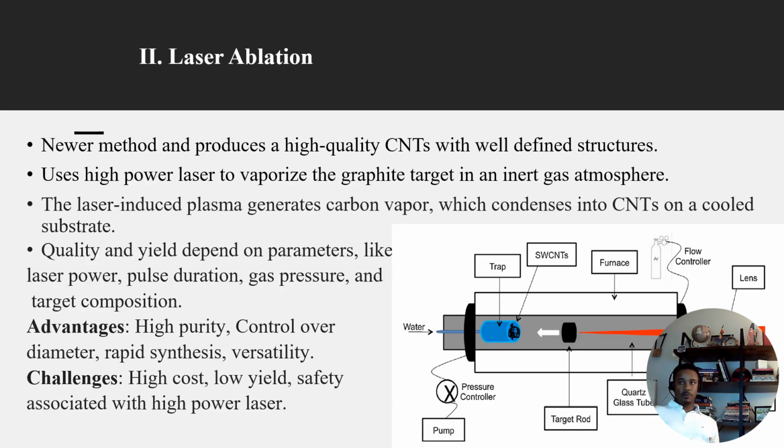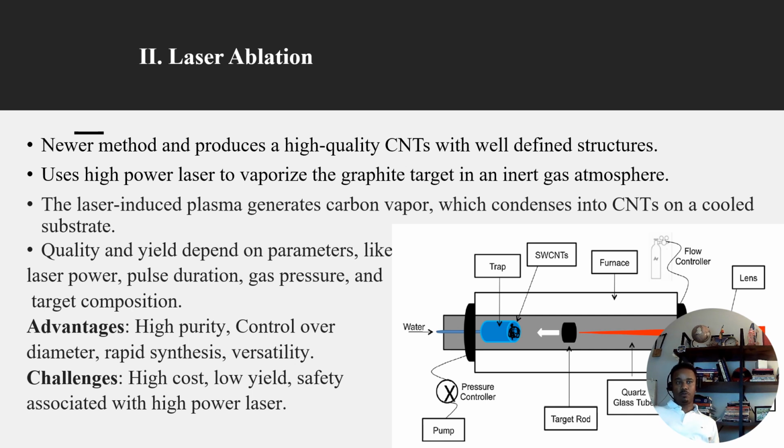The second fabrication method I'd like to cover is laser ablation. Laser ablation is a newer method and produces high quality carbon nanotubes with a well-defined structure. Similar to the arc discharge, this method vaporizes the carbon and later deposits it onto a substrate. However, laser ablation uses a high-power laser, as the name implies, to vaporize a graphite target, which often contains a small amount of metal catalyst, such as nickel or cobalt, in an inert gas atmosphere, like helium or argon. In most cases, this is inside a vacuum chamber, as you can see here.